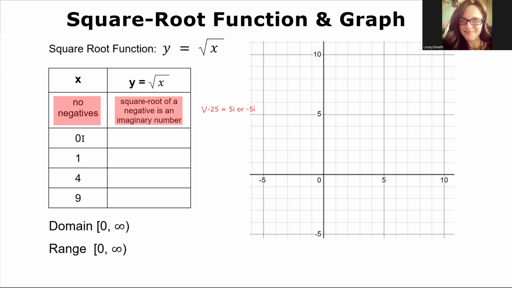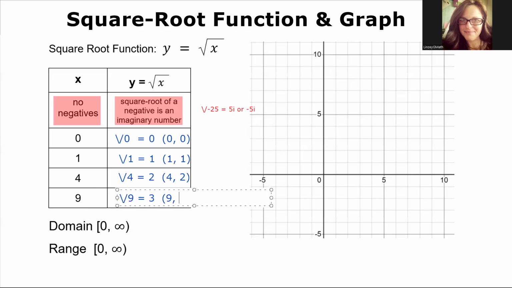And we'll put 0 into our function. Then we get the square root of 0 is 0. And there's our starting point. And we'll put 1 into our function. Square root of 1 is 1. Square root of 4 is 2. 4 comma 2. And the square root of 9 is 3. 9 comma 3. And we'll graph those points.